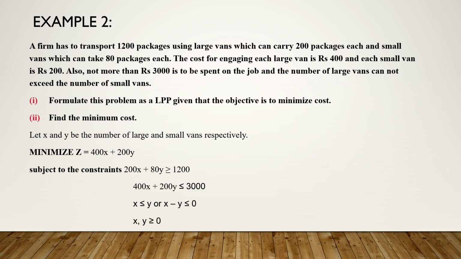Second condition is, since the cost per large van and the cost per small van are given, the total cost should not exceed 3000, meaning 400 into x plus 200 into y should be less than or equal to 3000. And third, one more condition is given, that the number of large vans cannot exceed the number of small vans. That means your x should always be less than or equal to y. It cannot be more than y. Or in other words, you can write it as x minus y less than or equal to 0.